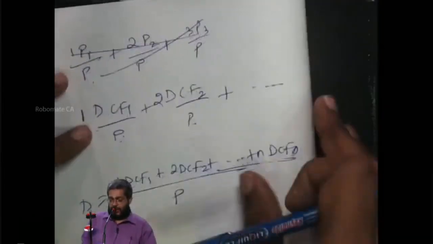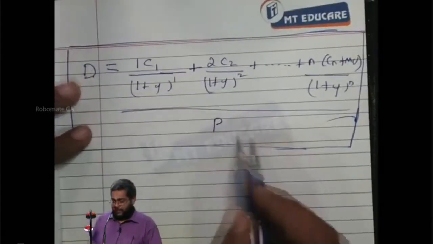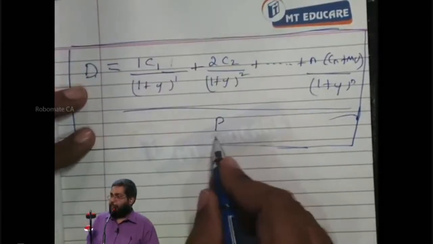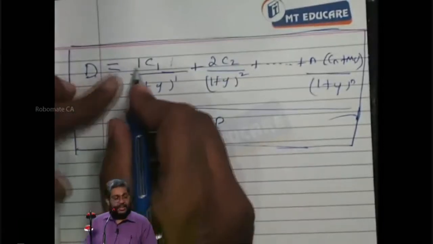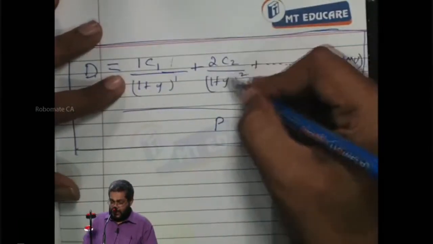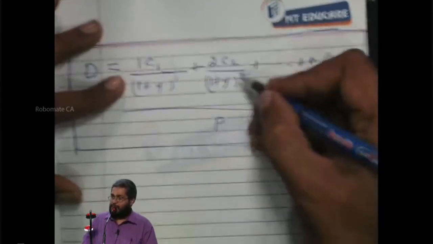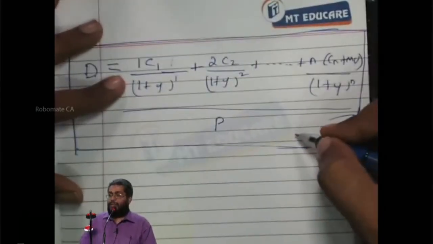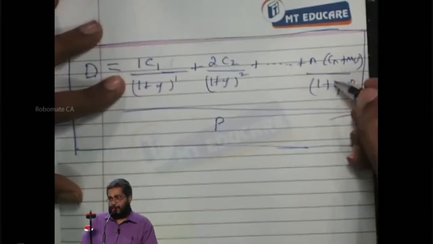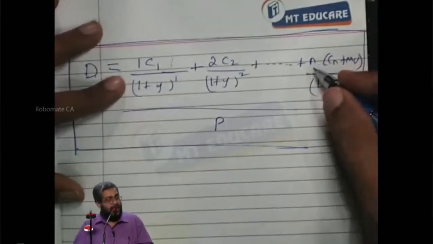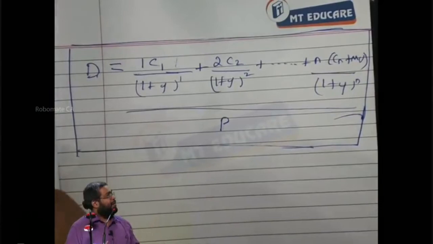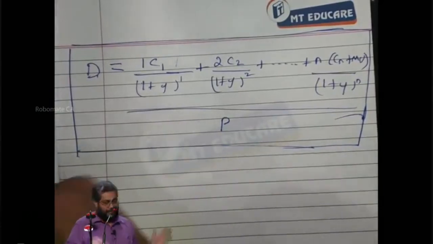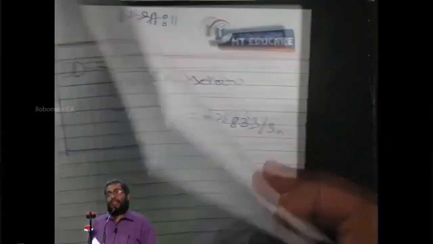Now, in that case, very simple. First year discounted cash flow divided by price gives you the first year proportion into 1. Second year discounted cash flow divided by price gives you the second year proportion into 2. And last year discounted cash flow divided by price gives you the proportion for the last year into n. That gives you the duration. Table method only. I have written it in the form of notation. That's all. Everybody accept or not? You keep this in mind. Can I move to the next stage or not?